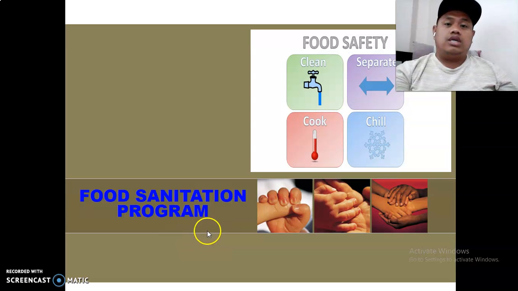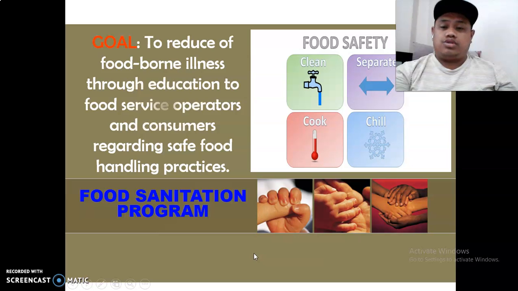and the food sanitation program was created. The food sanitation program aims to reduce foodborne illnesses through education of food service operators and consumers regarding safe food handling practices. Basically, this program aims to address the problem by going to the root causes of all these foodborne illnesses that are happening right now, which I've mentioned, diarrheal diseases.